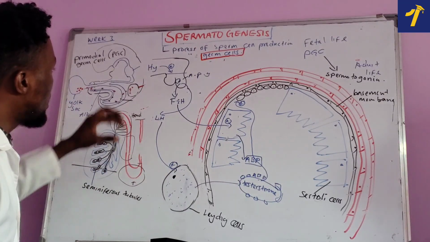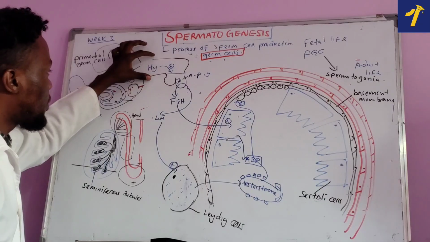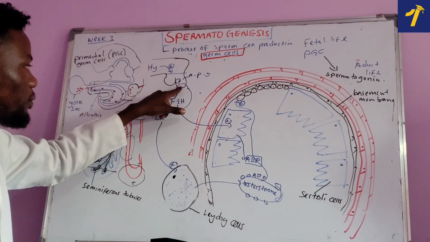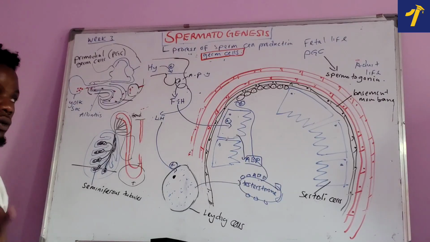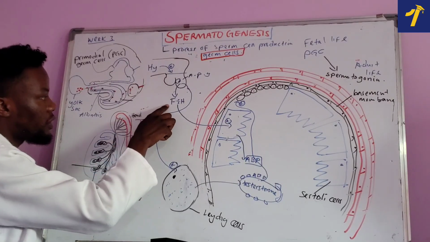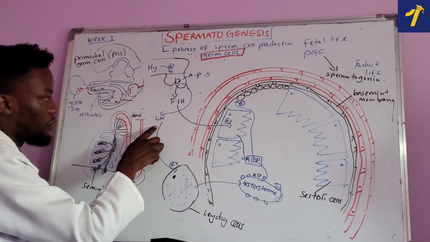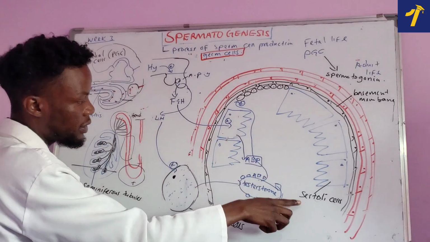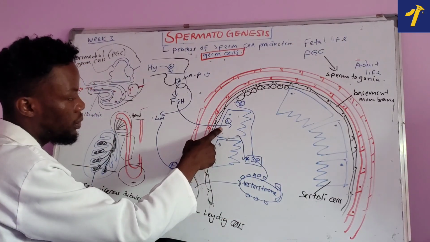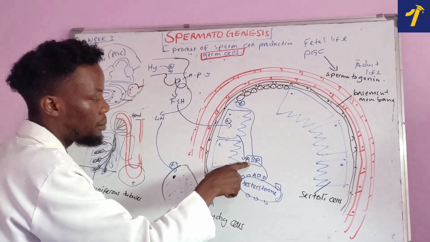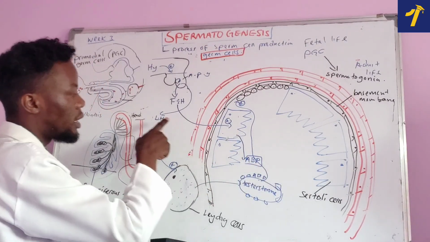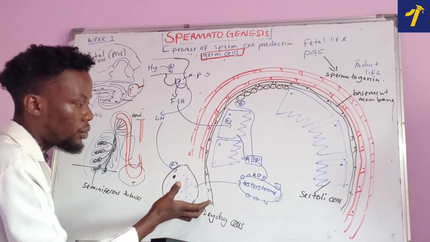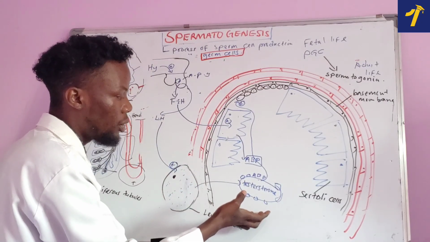Alright? This hypothalamus, remember, is going to be stimulated, and it's going to stimulate the anterior pituitary gland that will produce two important hormones: the follicle stimulating hormone and luteinizing hormone. Follicle stimulating hormone will go to these cells, which we call Sertoli cells. Sertoli cells, what do they do? They produce this androgen binding protein. All right. Then what about luteinizing hormone? They will go to the Leydig cells that will produce now testosterone hormone.